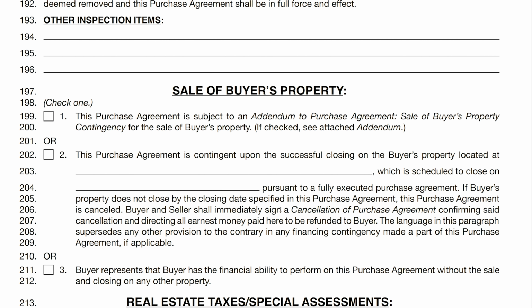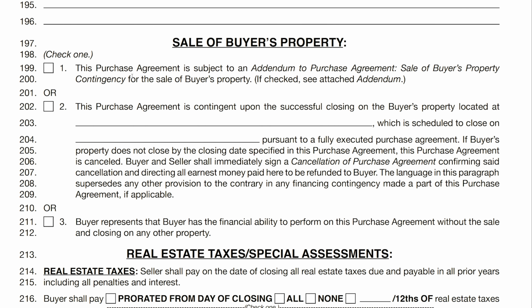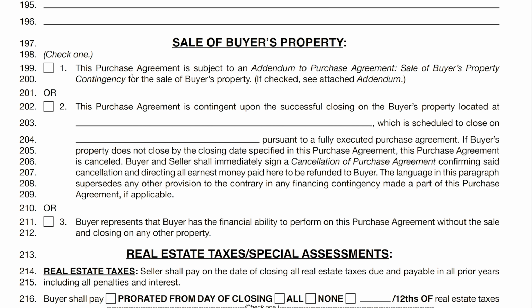Going into line 197, this is going to talk a little bit about how the buyer intends to purchase this property. Are they going to sell an additional property? Are they going to close on a property? Or can the buyer purchase it without the sale of another property?